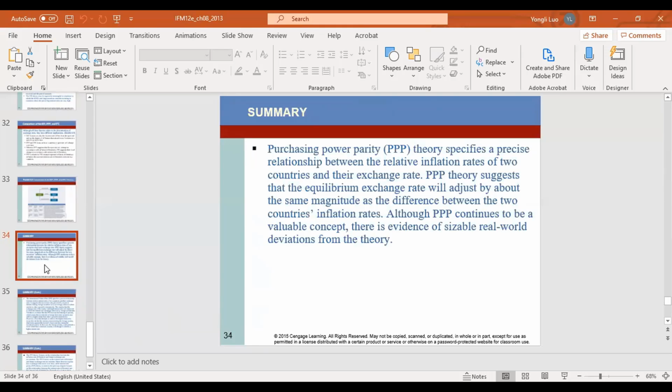Now we come to the summary of this chapter. Purchasing power parity theory specifies a precise relation between the relative inflation rates of two countries and their exchange rate. PPP theory suggests that the equilibrium exchange rate will adjust by about the same magnitude as the difference between the two countries' inflation rates. Although PPP continues to be a valuable concept, there is evidence of sizable real-world deviation from the theory.